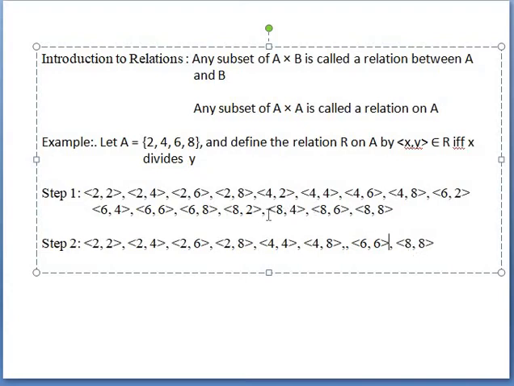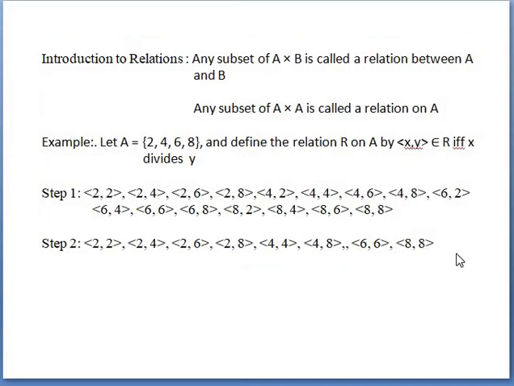Now my question is, why have I not included (8,4) and (8,6)? Because my condition is the second element must be divisible by the first element. So if I include (8,4), then 4 must be divisible by 8. Is it possible? No. So that's why I have not included (8,4) and (8,6). But for the last element (8,8), 8 is divisible by 8, so I can include it.